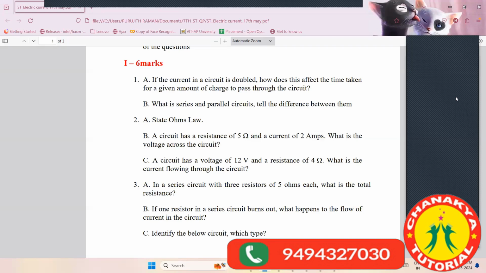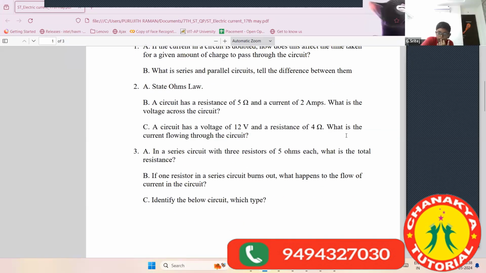A circuit has a resistance of 5 ohms and a current of 2 amps. What is the voltage? It's a direct substitution of formula. I hope everybody did V equals IR. Completed, everyone? No doubts? Everyone should say yes to me. Ma'am, I have completed.